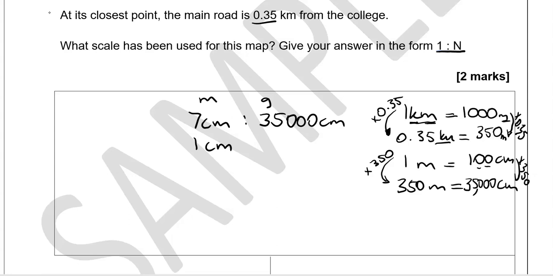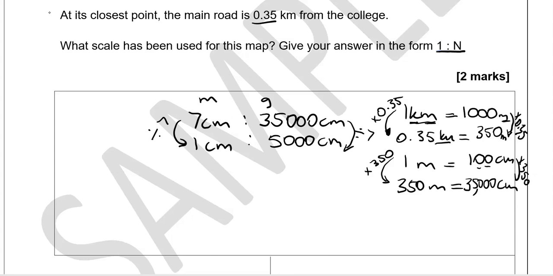Now, if 7 centimeters are equal to 35 centimeters on the ground, what about 1 centimeter? To get from 7 to 1, we divide by 7, because 7 divided by 7 gives us 1, and we do the same on the other side. So 35,000 divided by 7 gives us 5,000 centimeters.